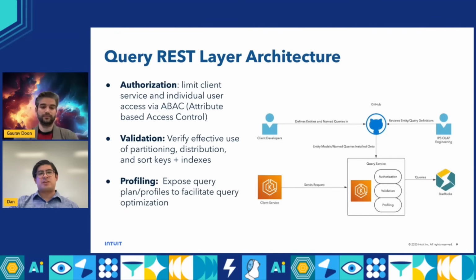StarRocks does have query planning and query profiling features. So we want to expose that to our end users, so that they are able to optimize their queries and meet all of their SLAs.